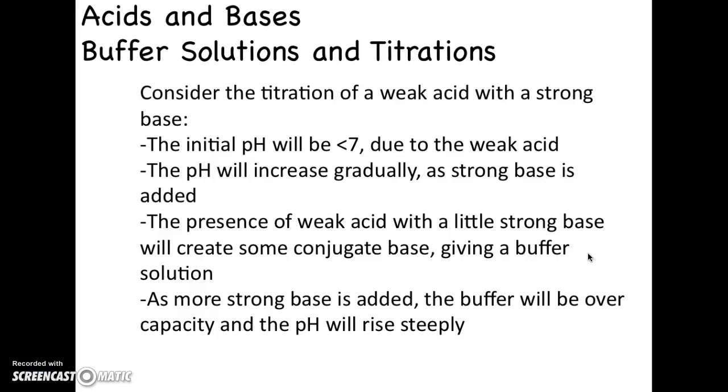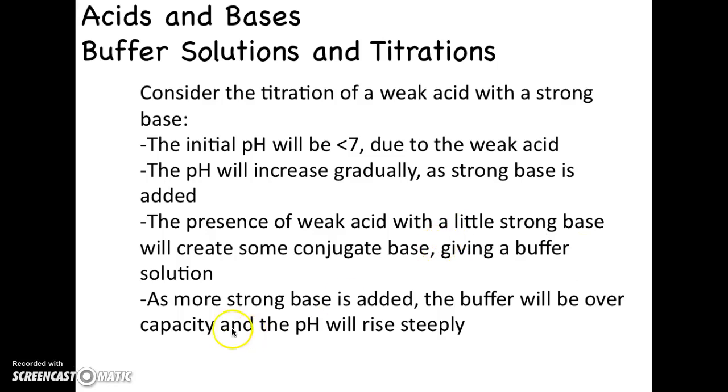Now, let's consider the titration of a weak acid with a strong base. So you're going to have the weak acid inside your beaker or your Erlenmeyer flask, and your strong base is going to be inside your burette. Initially, your pH is going to be less than 7 because you have a weak acid in your container, and that's the only thing you're measuring. You've added no base to it whatsoever, it's just the acid present.